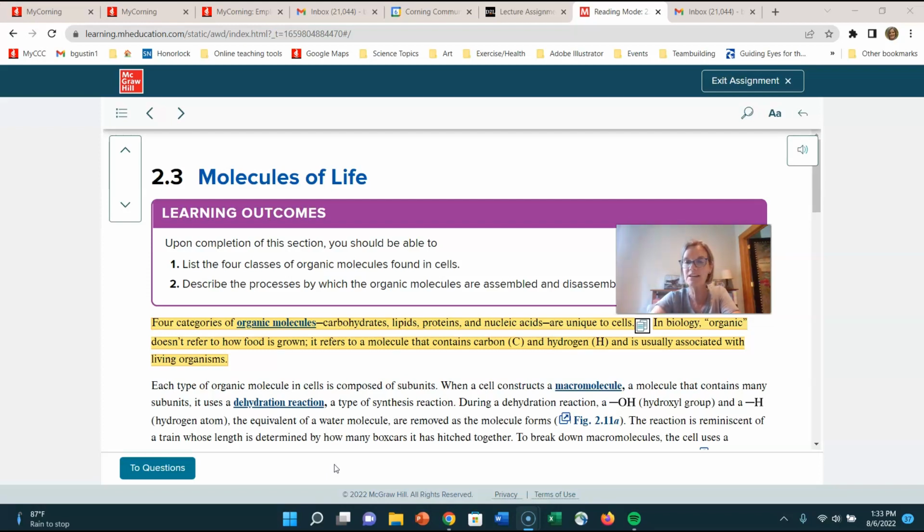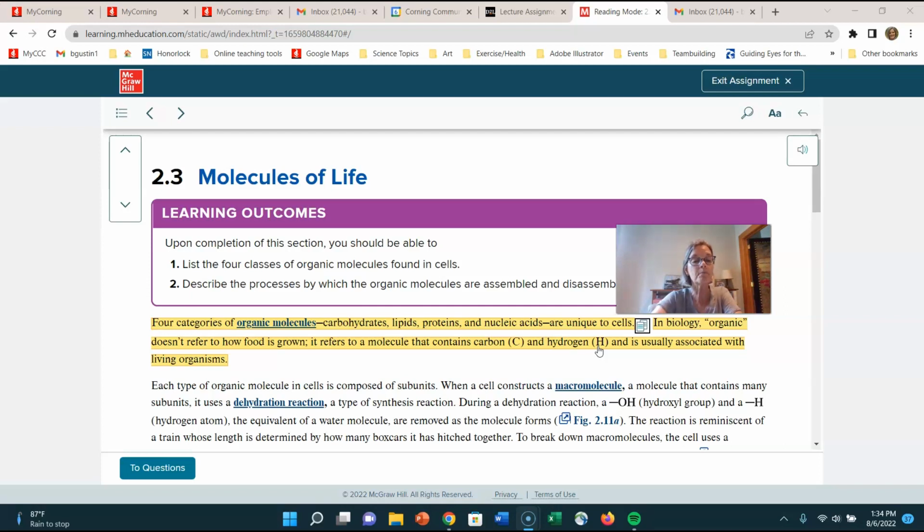And so to do that, it first would help to know what is an organic molecule. Organic molecules refers to molecules that contain carbon and hydrogen. These are highly associated with living organisms. The molecules that we call inorganic molecules do not contain carbon. But those that are organic have to contain carbon and hydrogen. They can contain other elements too, but they have to contain carbon and hydrogen.